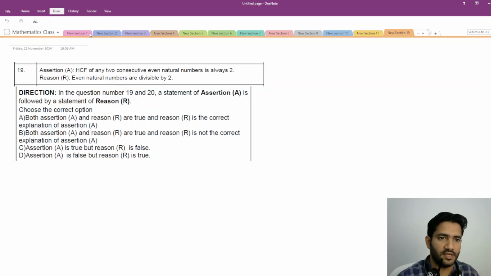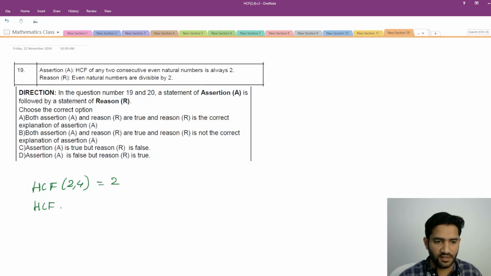The assertion is saying the HCF of any consecutive even natural numbers. So that means they are saying the HCF of 2 and 4, which are consecutive even natural numbers, is obviously 2. What is the highest common factor of 16 and 18? Again it is 2. What is the highest common factor of 96 and 98? Again there is no confusion, it is 2.